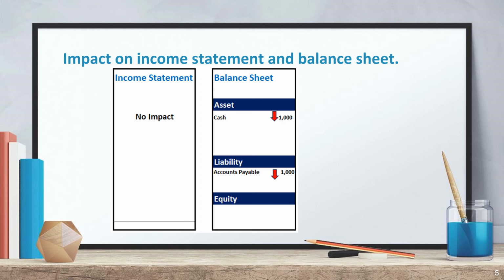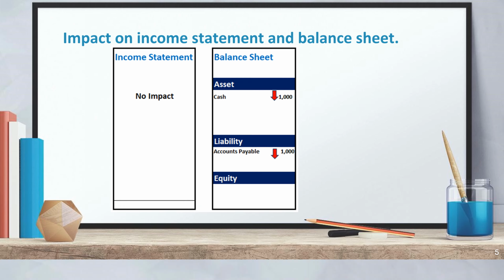This represents the payment of the telephone expense. The balance sheet will also show a decrease by $1,000 in the accounts payable account, under the liability category, since the company has fulfilled its obligation. On the income statement, there will be no impact since the payment does not affect the company's net income.